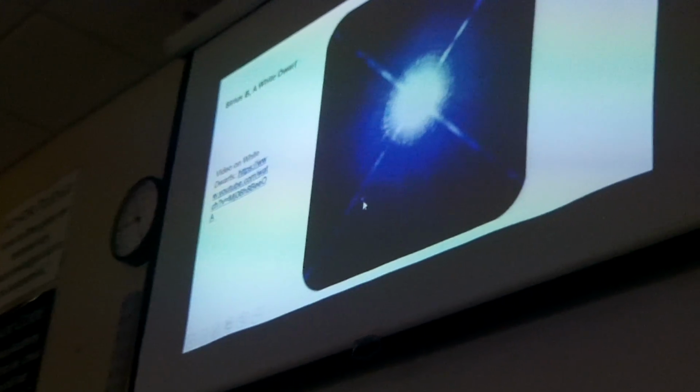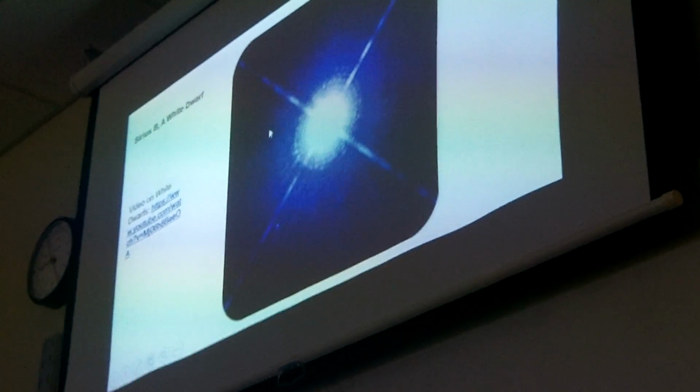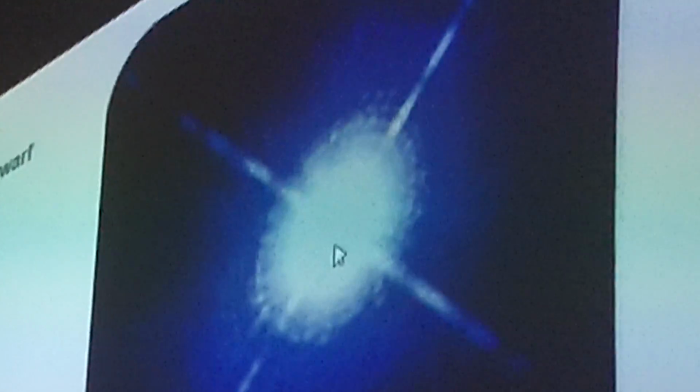We have seen white dwarfs. That's a white dwarf star right there around Sirius. Remember we talked about Sirius yesterday? Are you serious? Sirius is a real bright star that's kind of near us. And there's a white dwarf around Sirius. Sirius is a binary. That's called Sirius A, and that's called Sirius B.